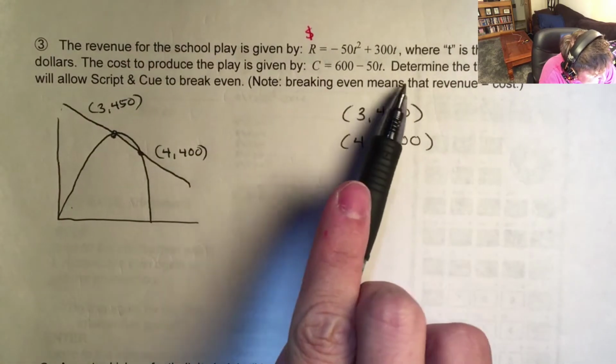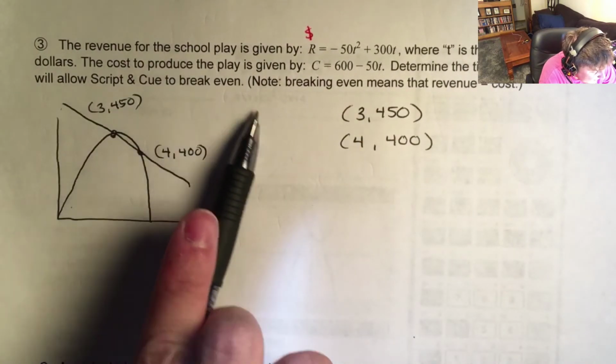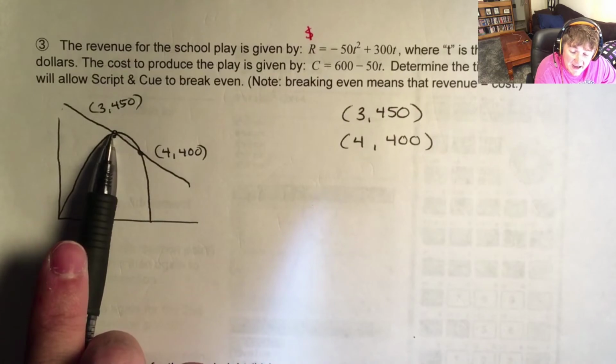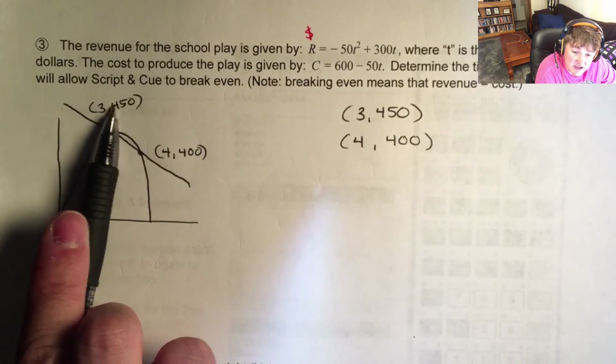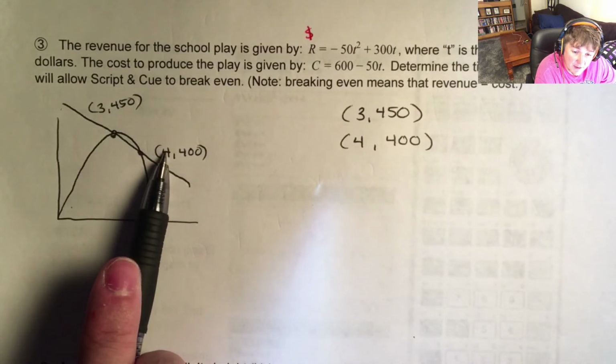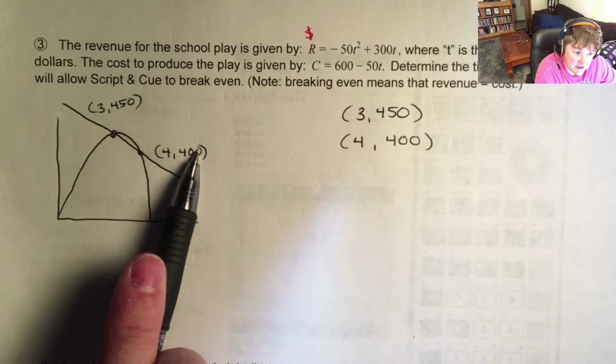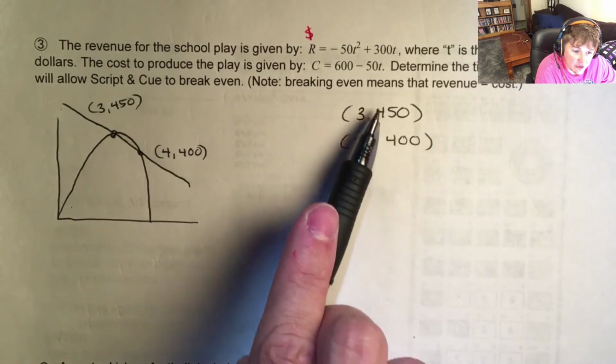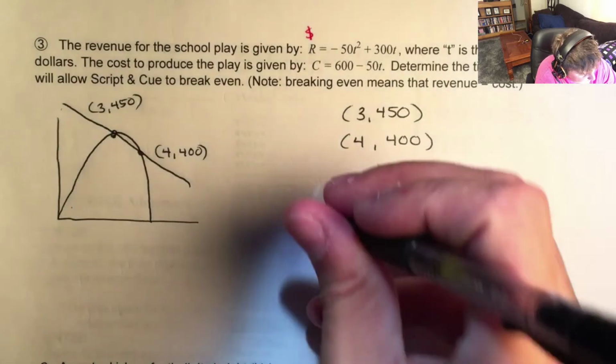Okay, so the question asks, determine the ticket price that will allow them to break even. So if I have them go $3, I'm going to break even. If I'm $4, I'm going to break even. Okay, so those are the two different ticket values.